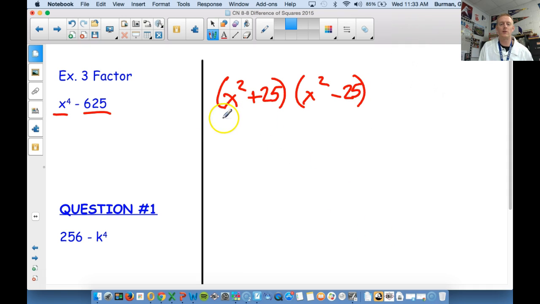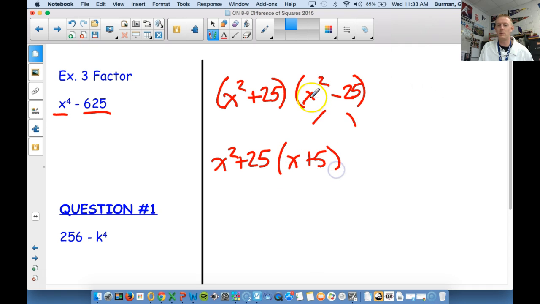So then this officially is not my answer yet, because right here we can identify another difference of squares. So this part comes straight down. We're going to have an x squared plus 25. And then we break the other difference of squares further. So this becomes an x plus 5 because the square root of x and the square root of 25, and an x minus 5.